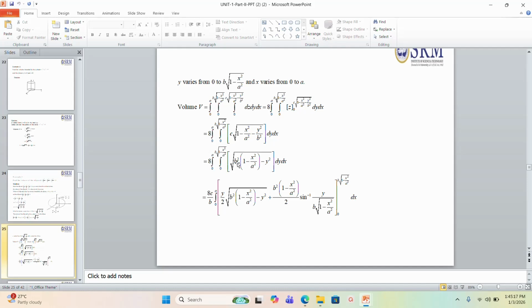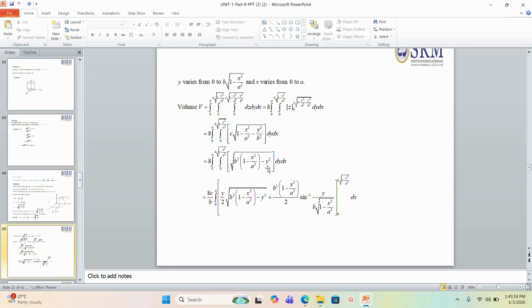And now take this c as a constant. So integrate with respect to y now. So now they did some LCM. So here some b square into 1 minus x square by a square minus y square. So take b square as the LCM. So b square into 1 minus x square by a square minus y square into dy. So this we can integrate now. So this is the value of some a square minus y square into dy.